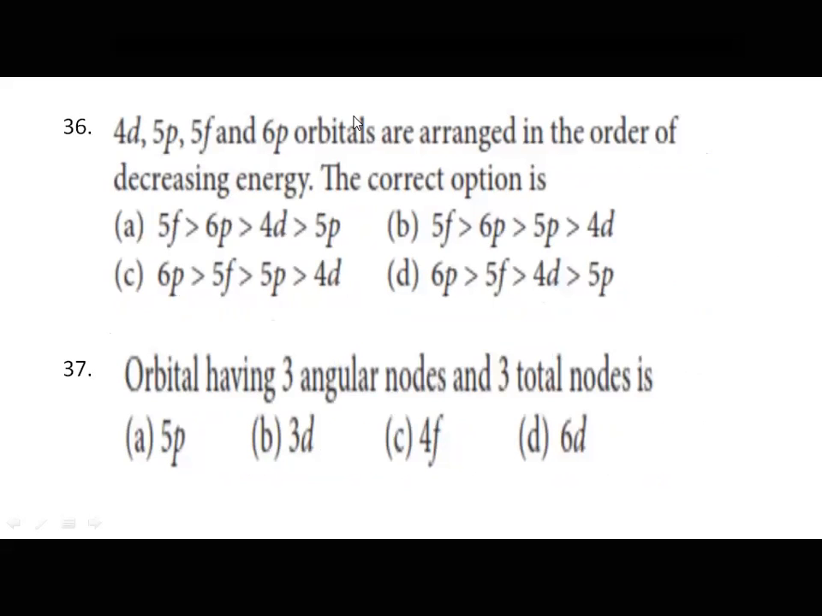Next question. 4d, 5p, 5f and 6p orbitals are arranged in the order of decreasing energy. Which one is correct? So when you are working with the energy order of orbitals, which orbitals are given? 4d, 5p, 5f and 6p. Arrange them in decreasing order. We will go for the n plus l rule. Where the n plus l value is more, that will have more energy. Where the n plus l value is less, that will have less energy. So let us see.